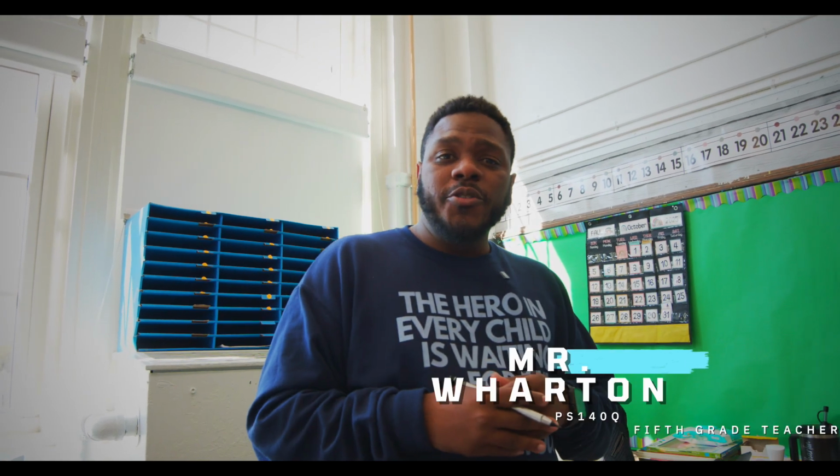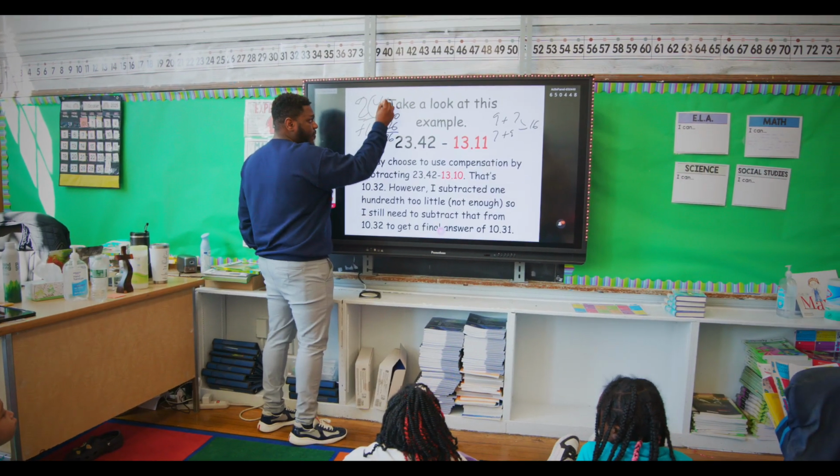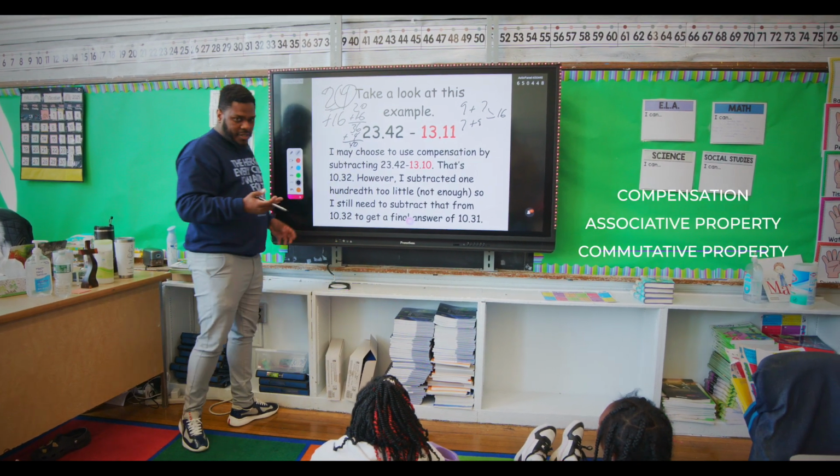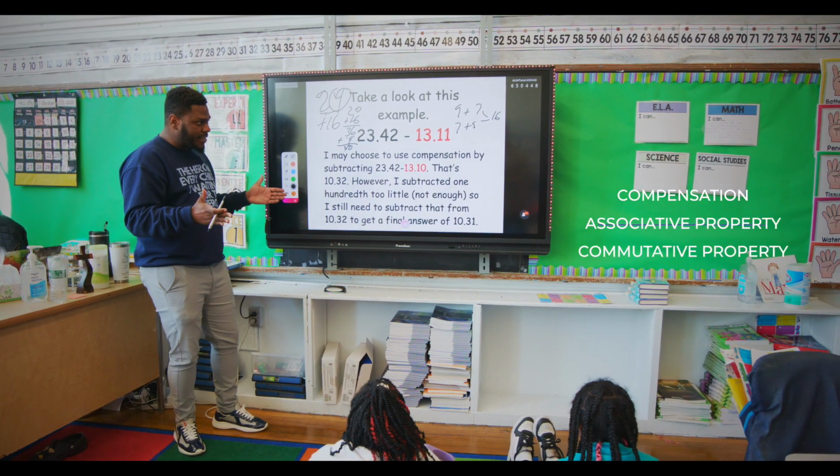Right now we're using the associative property, the commutative property, and compensation to learn how to use mental math when adding decimals for our upcoming unit on topic 6. And then add the 4, which would make it 40. That's compensation, taking it apart to put it back together.